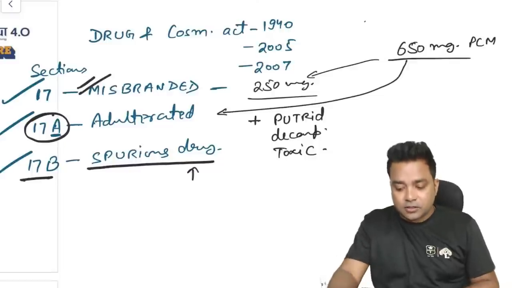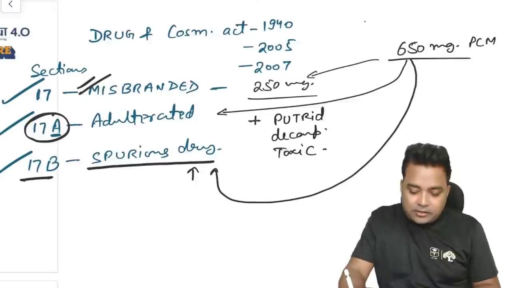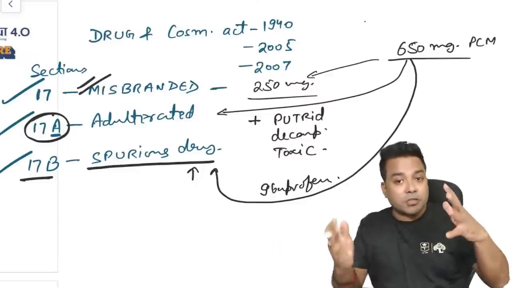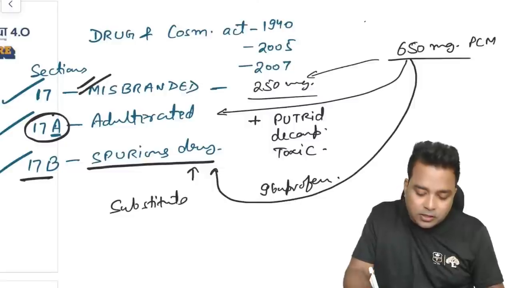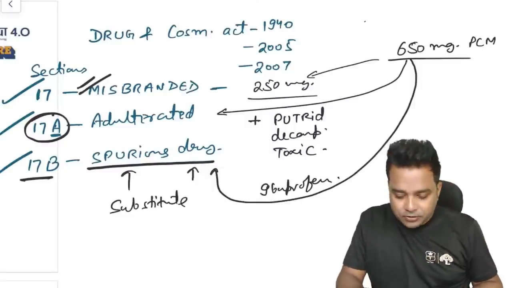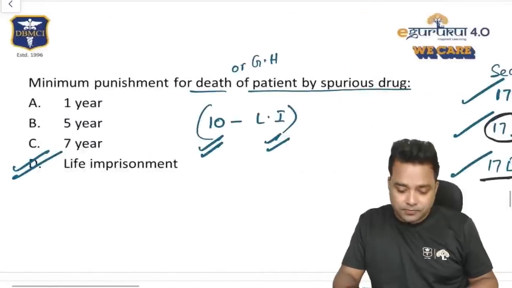If it is labeled as 650, but it is something else. It was found to contain ibuprofen instead of acetaminophen. So this is something else. S for substitute. Substitute drugs are spurious drugs. These are the keywords. And when you will see the question, if you have not seen it, you will understand how the question has been asked.